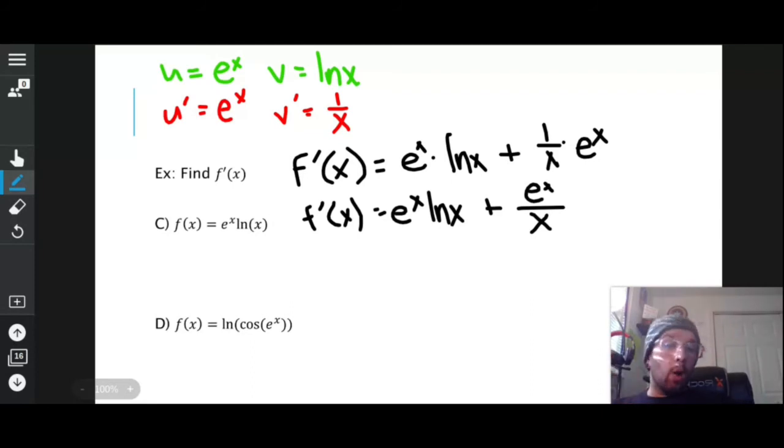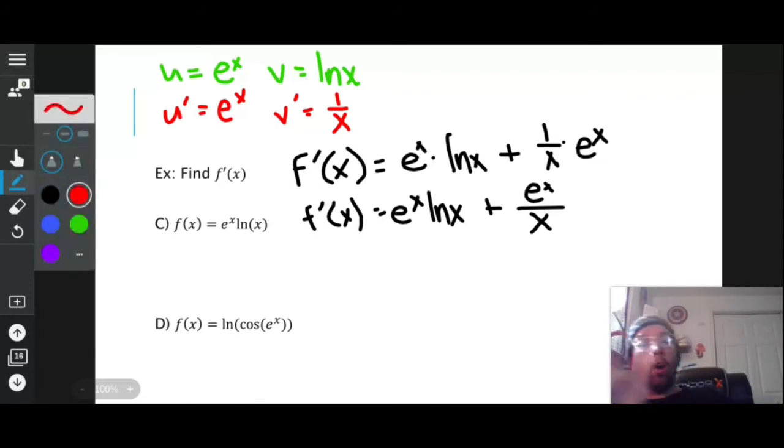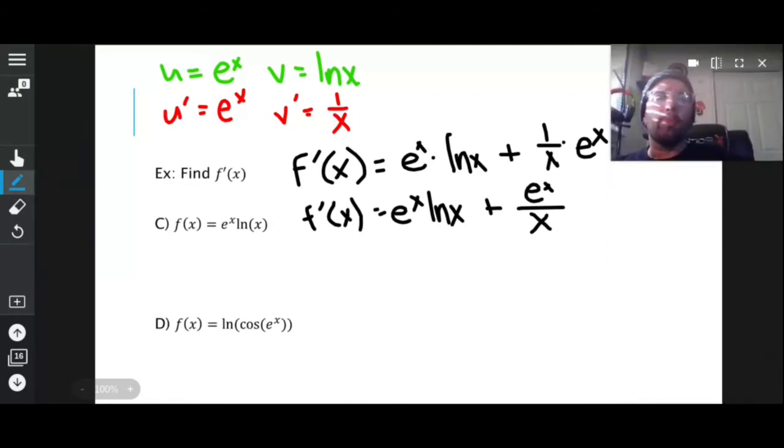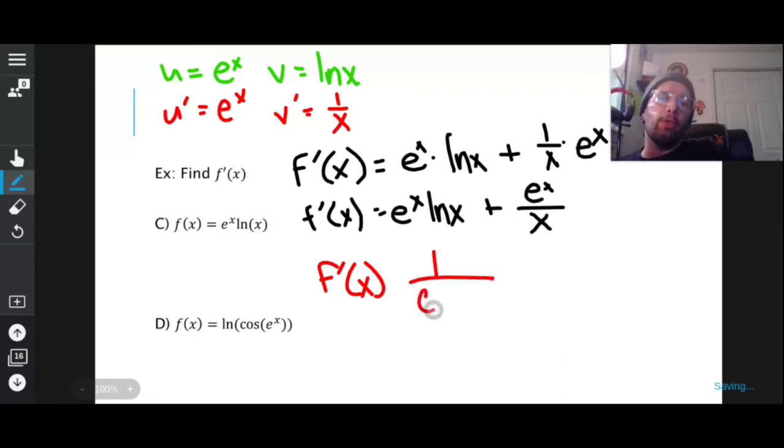What I have now is chain rule within chain rule. So you ready? Follow along. It's going to be complicated, but not hard. Just extra. As the kids say, it's going to be extra. So I have ln of stuff. The derivative of ln of stuff is going to be 1 over stuff, and that stuff is cos e to the x, times the derivative of the inside stuff.